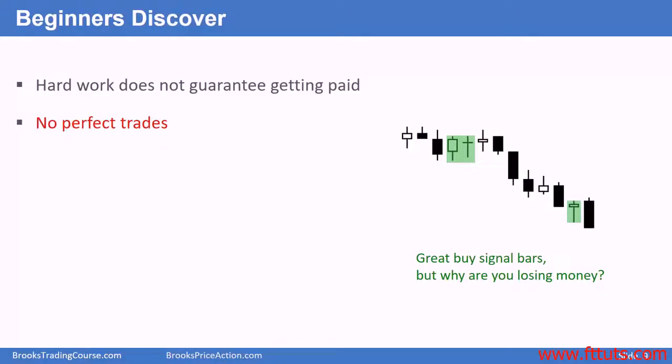If you're out there expecting perfect trades, you're going to discover that no matter how perfect they are, they're going to lose money. So here we have a good-looking buy signal bar, maybe a double bottom, lower low double bottom. The bulls lost money. Another bull reversal, the bulls lost money. Why? Because the bear channel is tight and it's only good for bears to make money. Trying to buy in a very tight bear channel, the chance of you making money is small.